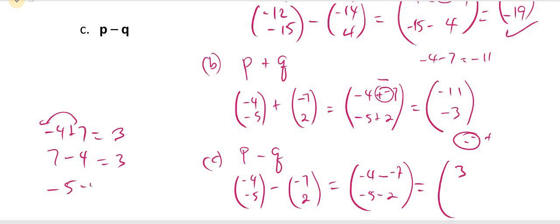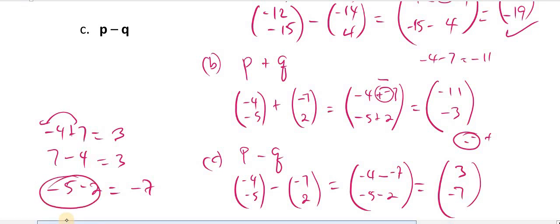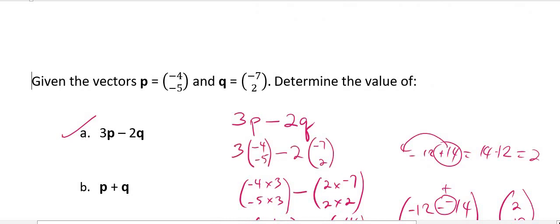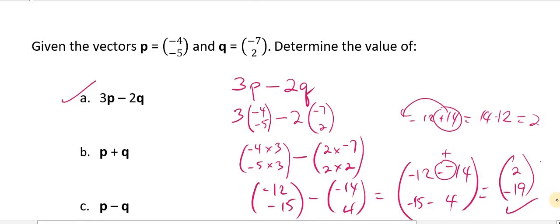Okay, -5 minus 2. We're subtracting 2 from a negative number, that's going to decrease the number, so we get more negative, so it's -7. But remember the rules: when the signs are the same, we add and keep the sign. When the signs are different, we subtract and keep the sign of the number that we have more of. We have more positives than negatives. And so this will be the solution for p minus q. This will be the solution for p plus q. And this will be the solution for 3p minus 2q. Hope that was helpful.